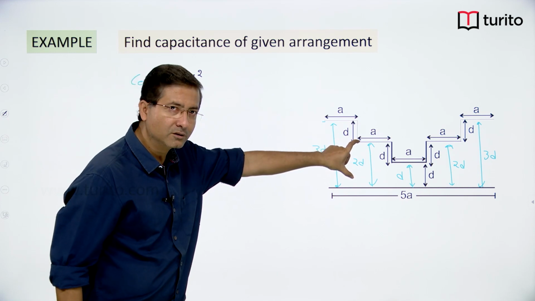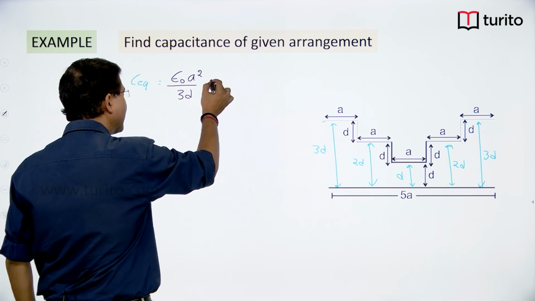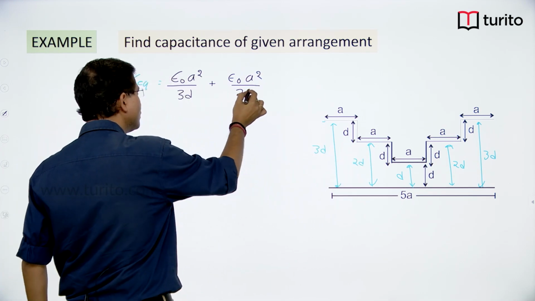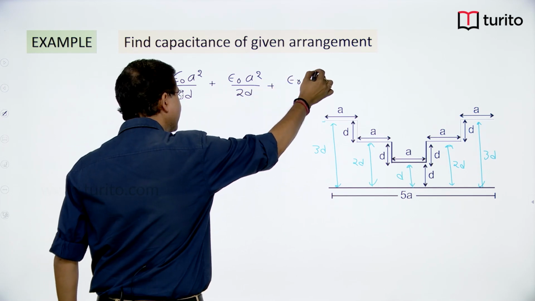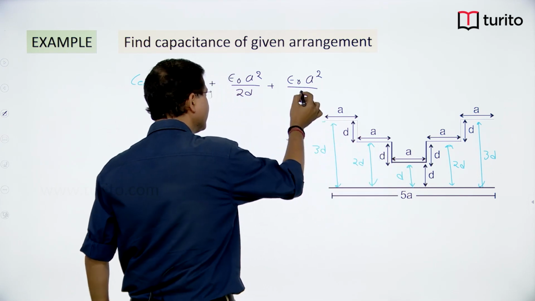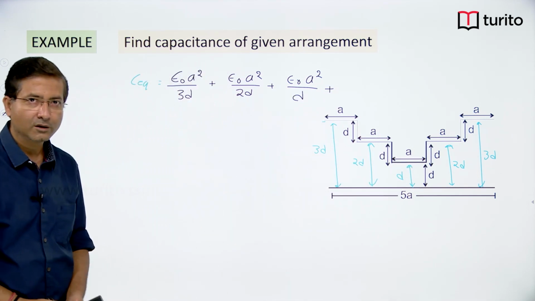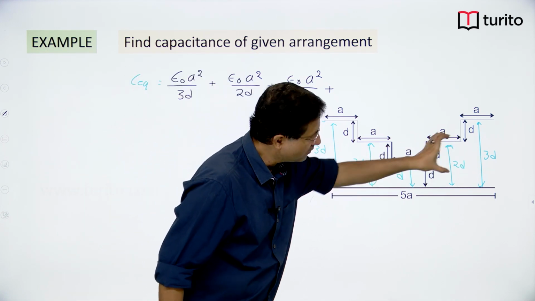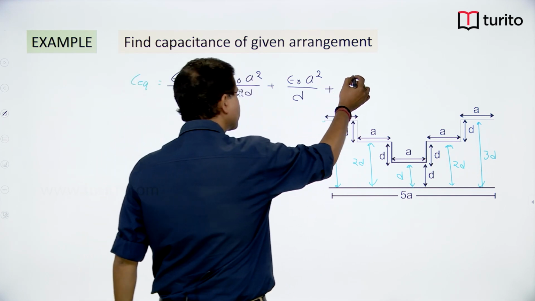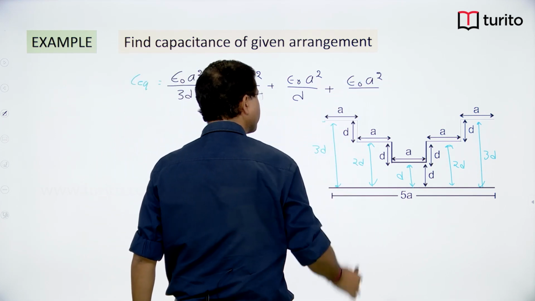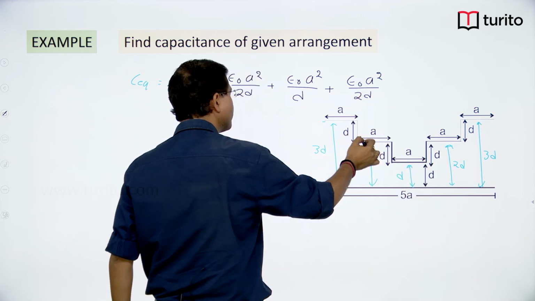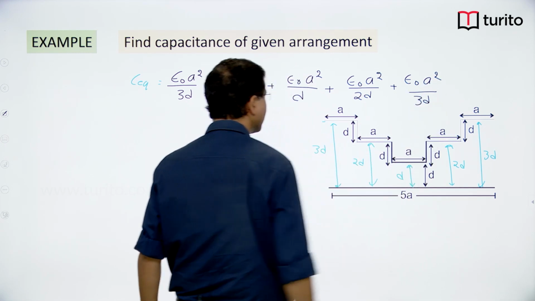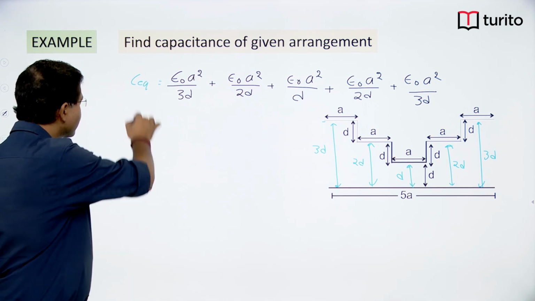Now it's time to write the capacitance for this one. So again epsilon naught A by D, epsilon naught A by D plus, so these 3 over, now we are going to write for this one and this one, right. So epsilon naught A square divided by 2D plus epsilon naught A square divided by 3D. Now you can simplify and you will get C equivalent.